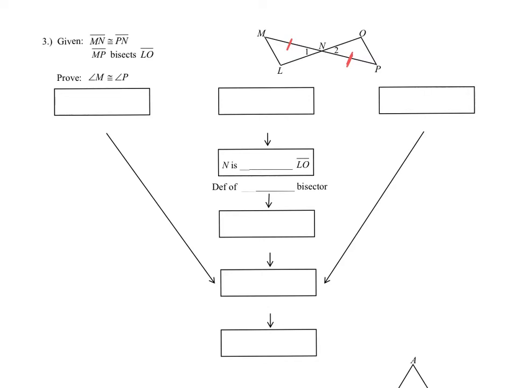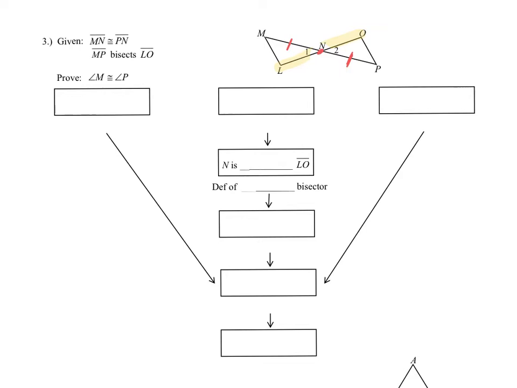I'm going to highlight LO yellow. So LO is being bisected. That means that this point N is a midpoint. And remember, when we have a midpoint, that gives us congruent segments. Also, I want you to notice that angles 1 and 2 are what we call vertical angles. And remember, we proved that vertical angles are always congruent. So we're going to get enough information to get the triangle on the left congruent to the triangle on the right. And then we can say that angle M is congruent to angle P by CPCTC.